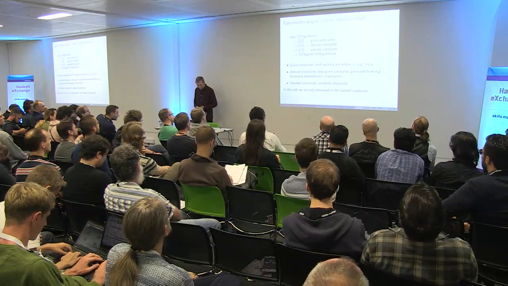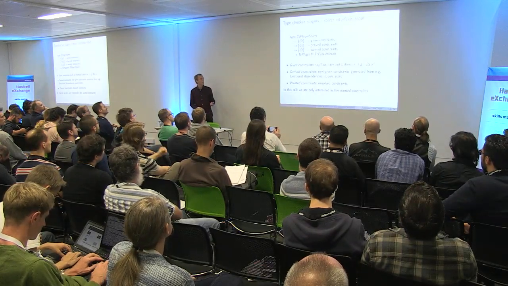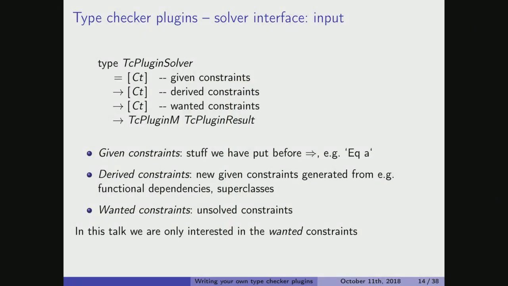So this TcPluginSolver type, what it gives us, so we have to give this function that takes 3 sets of constraints and gives some result back. So the 3 constraints that GHC gives us, they can be given constraints. So if I write some function that uses sort or something, then if I define sort, I need to say in the type signature that if I get a list of type a, this a needs to have this Eq class instance and an Ord class instance for my sort function to work. So those are the constraints that are given by the user or some other thing.